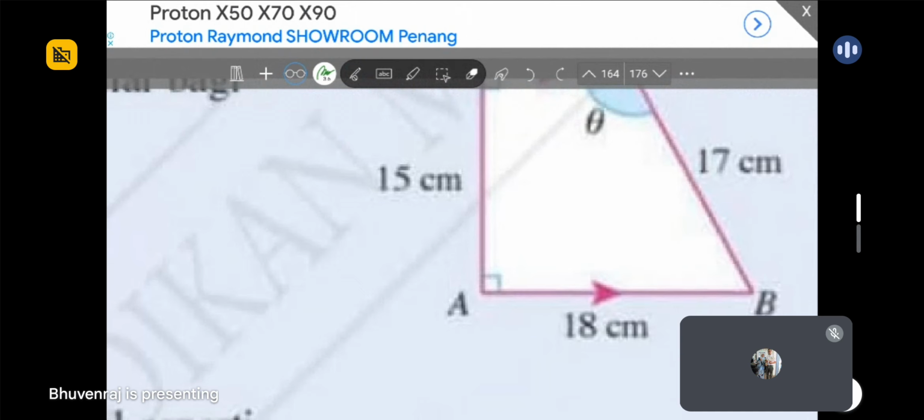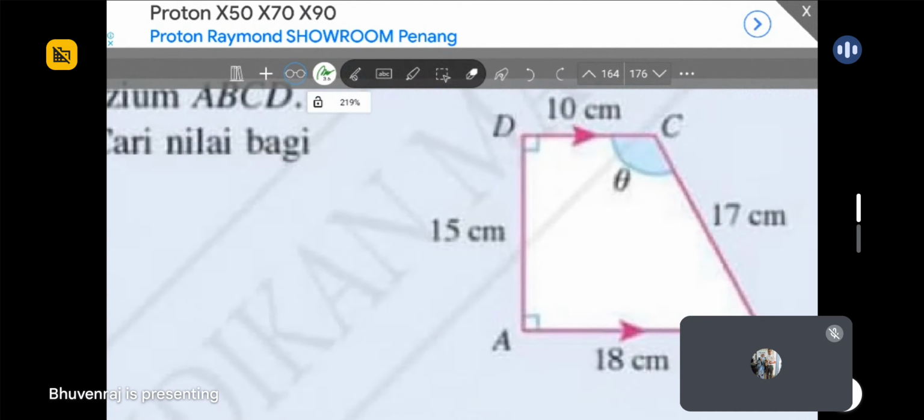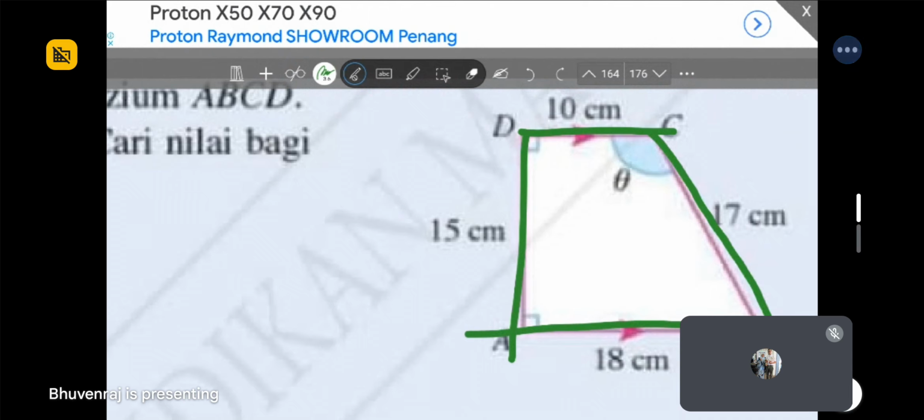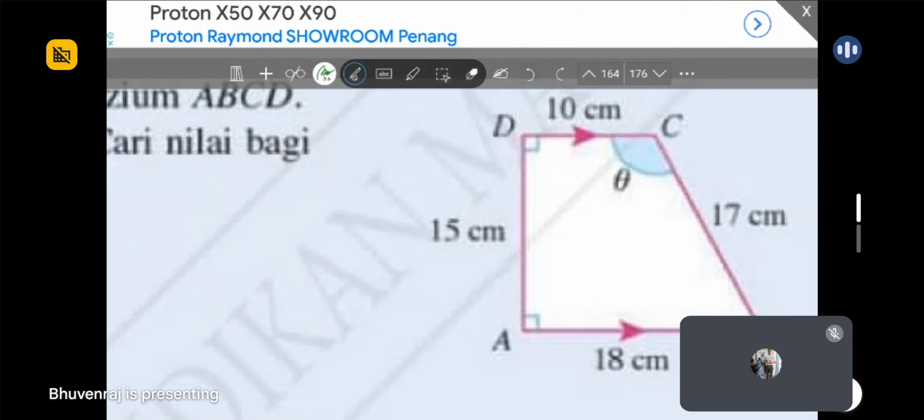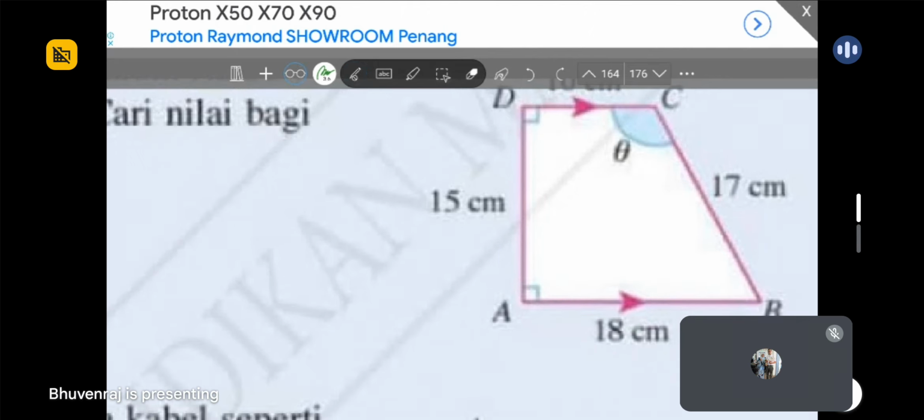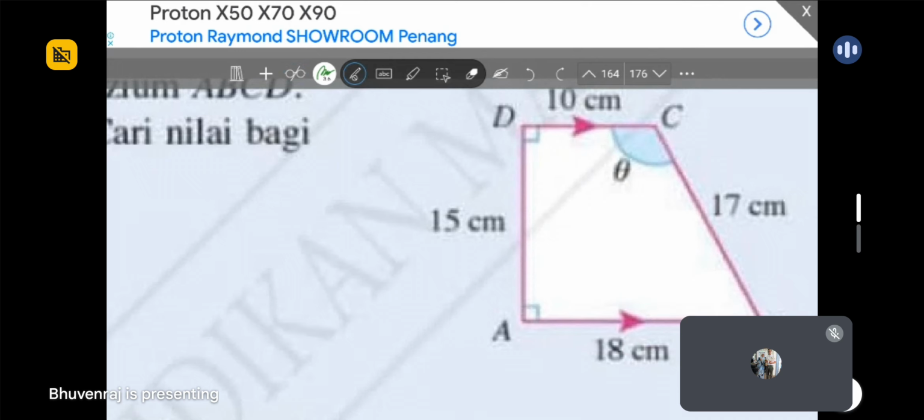So guys, you must think now. Can I directly find cos theta from this diagram? This is a trapezium, guys, so I don't think so, right? Let's say I want to form a triangle. With a triangle, then only we can apply all the trigonometry concepts, because the triangle is the basic shape for the trigonometry chapter.